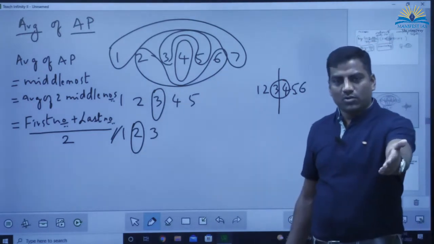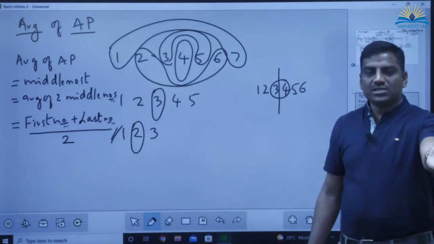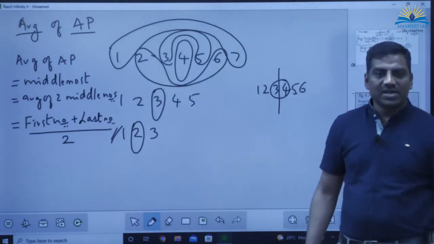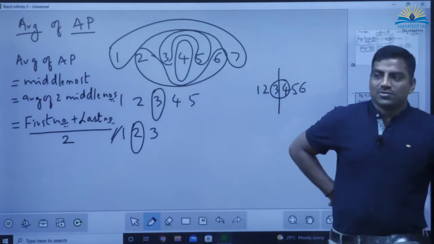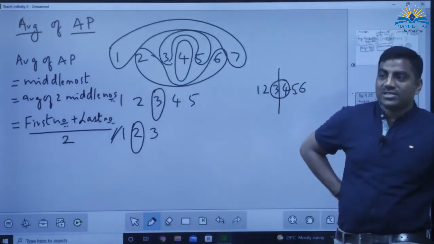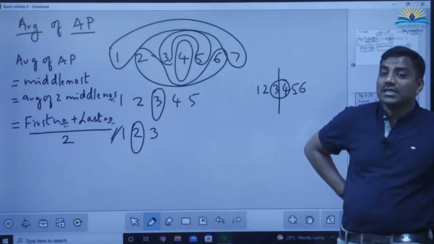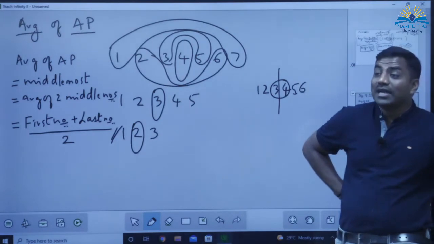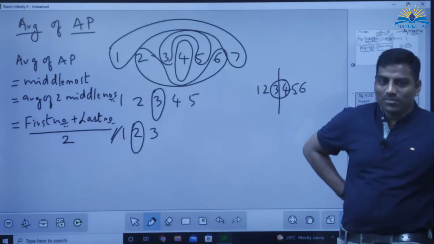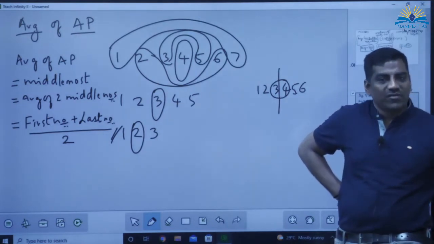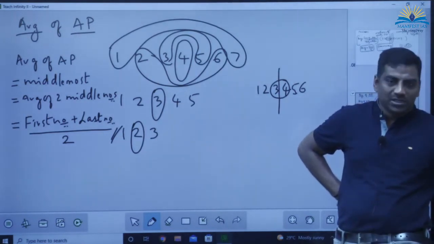One question I gave: the numbers from 68 to 94. What is the average? 81. Correct? 68 plus 94 is 162. Divide by 2, 81. Like that, you can find the average of any arithmetic progression.